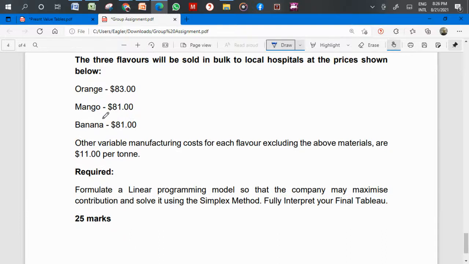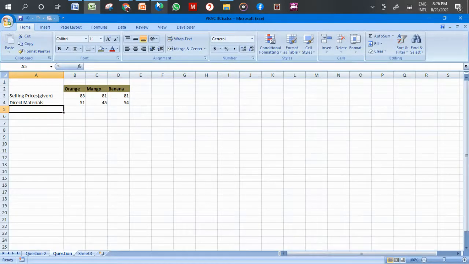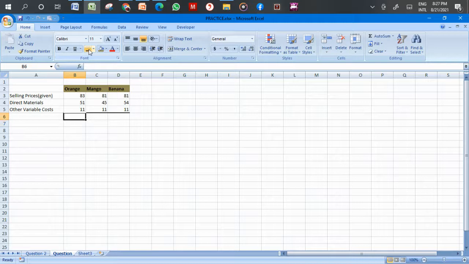Then we have this thing that they are saying, other variable conversion costs for each flavor excluding the above materials are $11 per ton. So other variable costs, we have 11. So our contribution, because contribution is equal to the selling price less variable costs, we are going to say this one minus this one. So we are realizing contribution of 21, 25, 16. So this is our contribution.